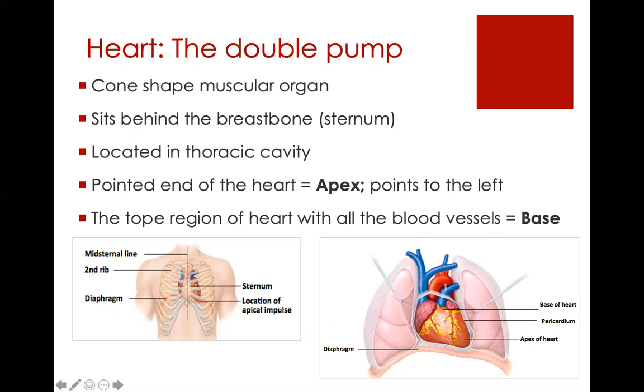Now, your heart has this pointy edge to it that is always pointing to the left, and that is known as the apex of the heart. And you have the top of your heart where all the blood vessels either enter or exit your heart, and that region is known as the base. Please be careful. A lot of us have this preset notion that every time you think about base, it's always at the bottom. So in this case, your base is actually on the top and the apex is at the bottom.